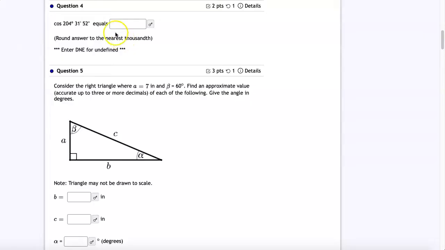Now this one right here is a calculator problem. The first thing you're going to want to make sure you do is that you recognize that the mode of the calculator is going to need to be in degrees. And you can tell that the mode is going to need to be in degrees because this problem is in degrees. The second thing you're going to need to do is type this value into the calculator. And let me show you how I would type it.